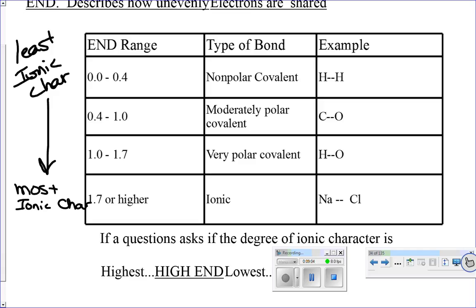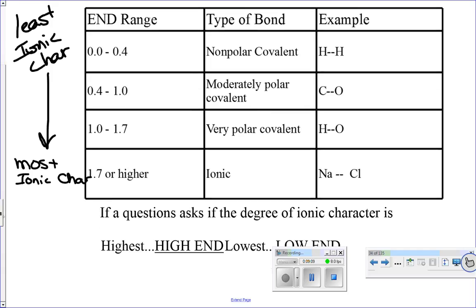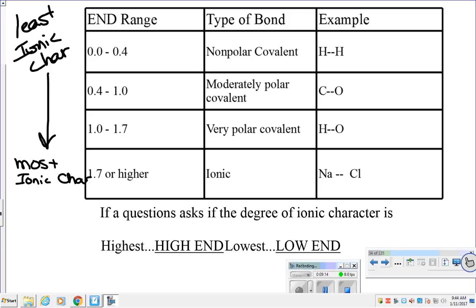nonmetals. And then finally, we have our most ionic character, which is an actual ionic bond, which remember, we're actually transferring electrons there. So that's when we're going to have a metal and a nonmetal, because the metal's losing electrons to the nonmetal. So if a question is asking you about degree of ionic character, what you're really looking for is a high versus low electronegativity difference. If the question wants to know which one is the most ionic character, you want the highest electronegativity difference. If the question wants to know which one is the lowest ionic character, you want the least electronegativity difference. So that's what they're getting at when they ask you a question like that.